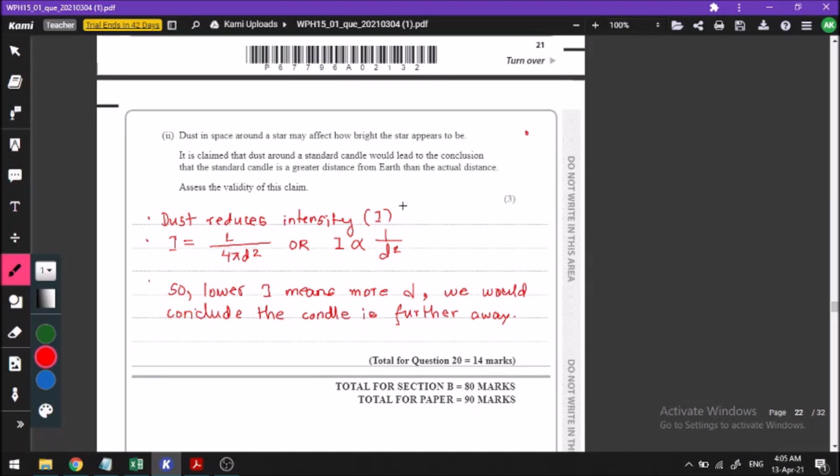Using equations, of course, we don't just conclude qualitatively, we conclude quantitatively how far it is. So this could be the scenario that the star is covered in dust, so we conclude that it is very far away, where actually in reality it is very close to us. If the dust is around the star, it reduces the intensity. Intensity is inversely proportional to the square of the distance. So if the intensity is less, we conclude that the distance is more.